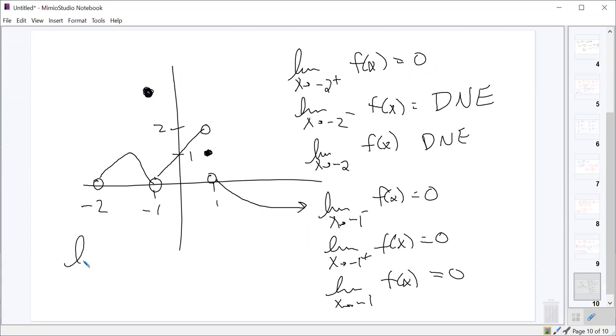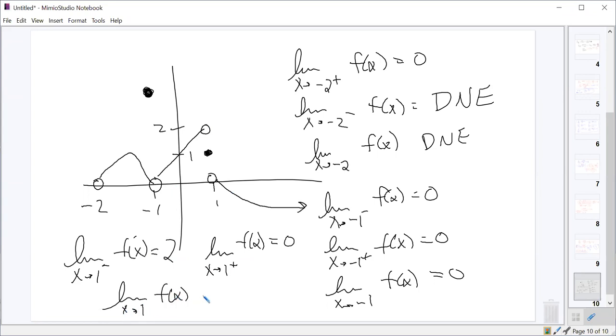All right, and what about the limit as x approaches 1 from the left? That should be 2. And our limit as x approaches 1 from the right ought to be 0, and therefore the limit as x approaches 1 of our function does not exist, even though the two one-sided limits both exist. The two-sided limit doesn't exist because the one-sided limits are not equal to each other. Good? Wonderful. All right.